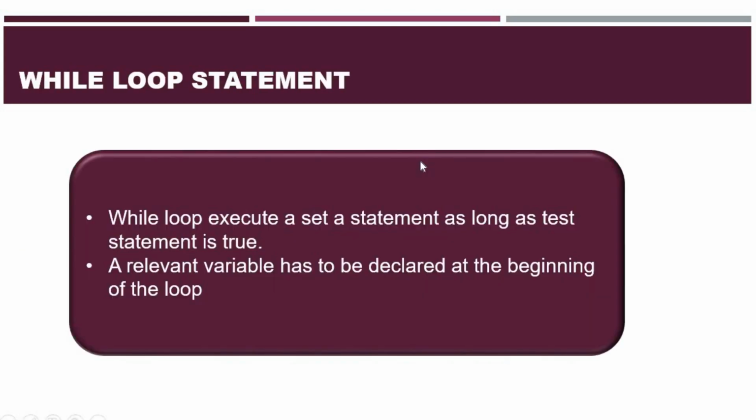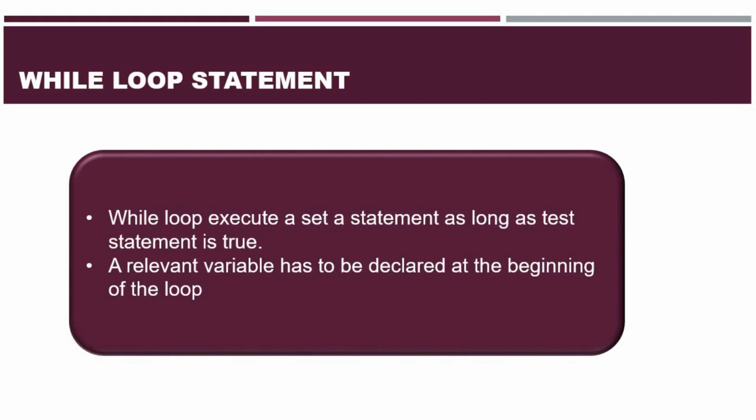Now the while loop is one of them. So what is a while loop? We have to understand that a while loop executes a set of statements as long as the test statement is true. When we use this while loop, it will run only if the statement given in the loop is true, otherwise it will come out of the loop. So whatever statement we give in the while loop needs to be true.